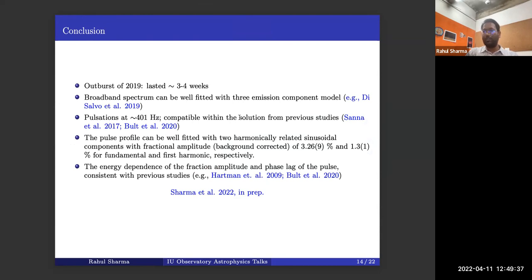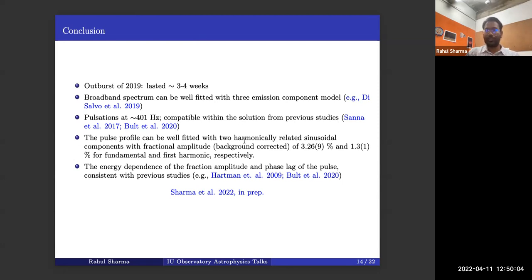And we found a very strong coherent pulsation around 4.1 hertz with AstroSat. And we found its orbital solution was compatible with the previous study. Like the solution we get from the lag spectra data is very consistent with Bult et al. And we found the pulse profile can be well fitted in the 3 to 30 keV range. The average pulse profile can be well fitted with two harmonically related sinusoidal functions.